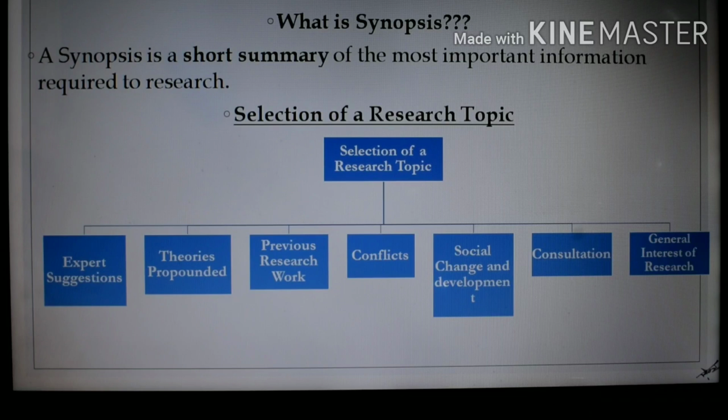Now let's talk about the selection of a research topic. One of the most important steps before writing a good PhD synopsis is the selection of a research topic. Generally, the topics for a researcher or beginner emerge from the following sources: expert suggestions, theories propounded, previous research work, conflict, social change and development, consultations, and the last one is general interest of the researcher.